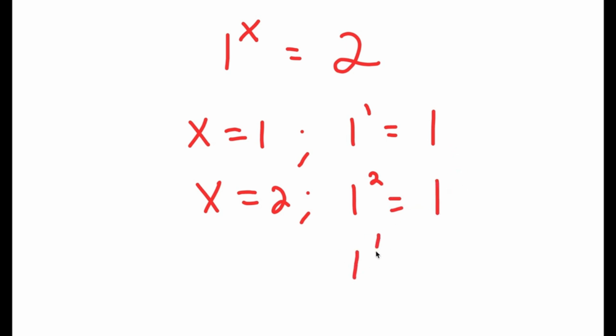And you can go even 1 to the power of 10 is still equal to 1. So you may be thinking, what possible value of x can make 1 to the power of x equal to 2? So let's try solving this.